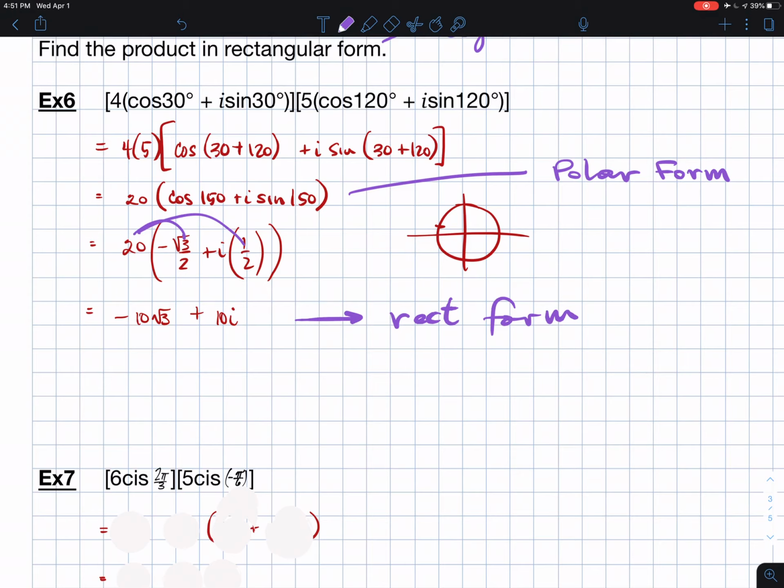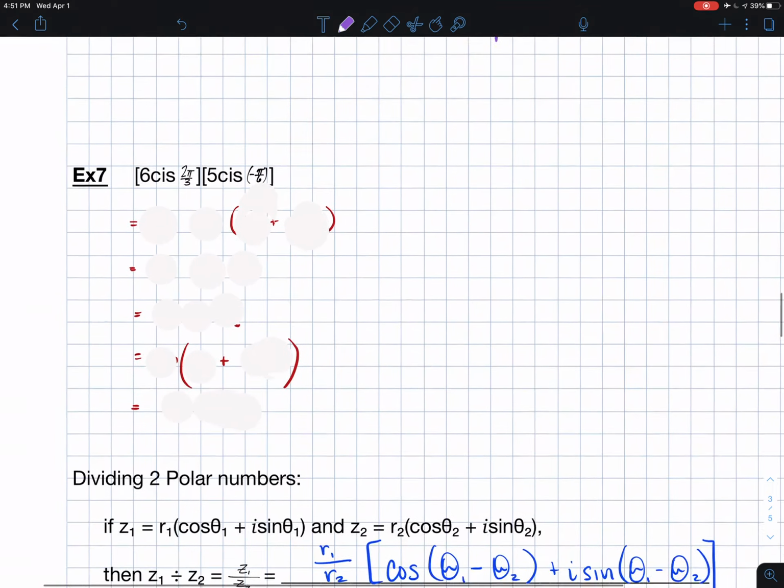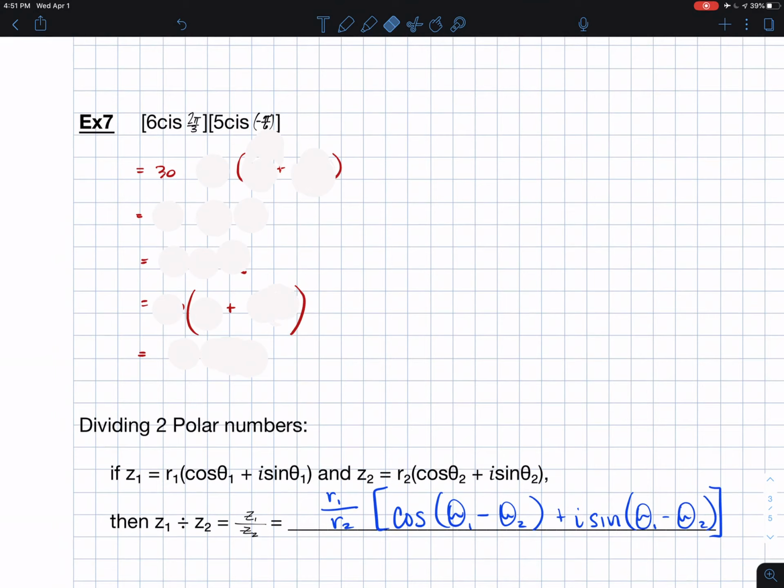Example number 7 is almost exactly the same thing. The difference is that I use the shortened version and I'm in radians. So let's go ahead then. We'll multiply our r's. And then we will add our thetas. So I'm just going to continue to use the shortened version here. And so I'll add my thetas.